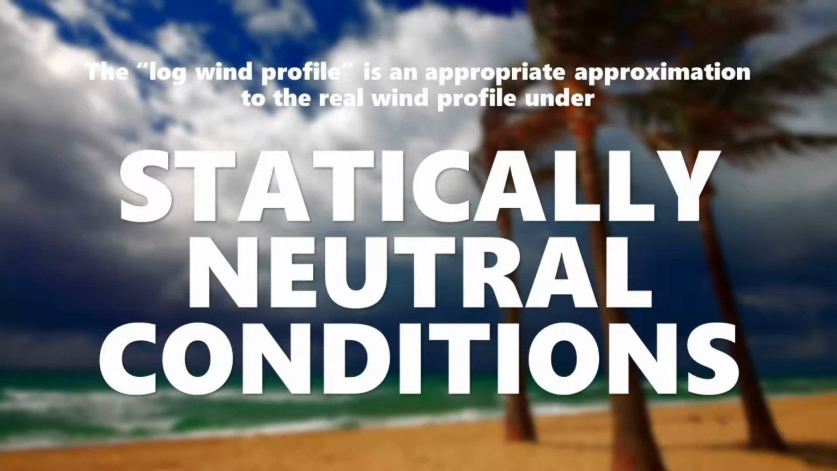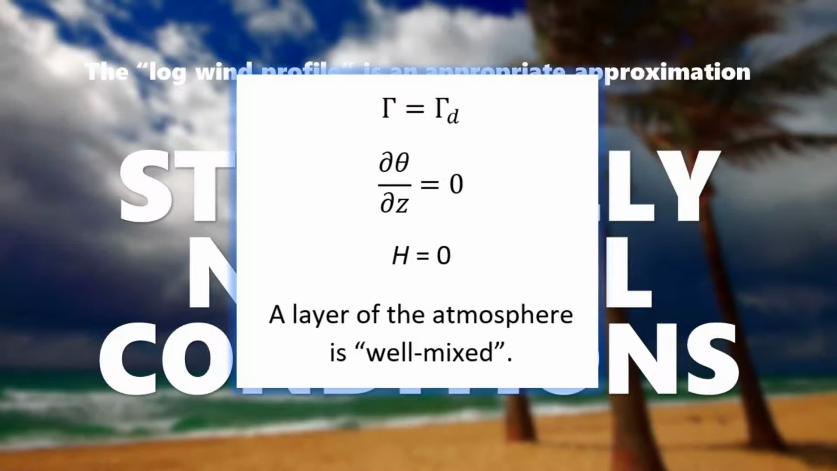Now, strictly speaking, that log wind profile is only an appropriate approximation to the wind anytime the wind profile is occurring under statically neutral conditions. Now, statically neutral means a lot of things. We learned all about that in the first lecture of this module. We learned that when the atmosphere is statically neutral, the environmental lapse rate, which we measure, is equal to the dry adiabatic lapse rate, which is just a constant.